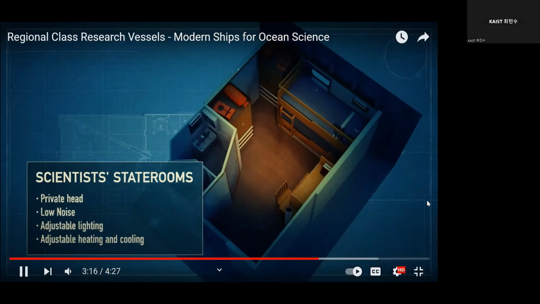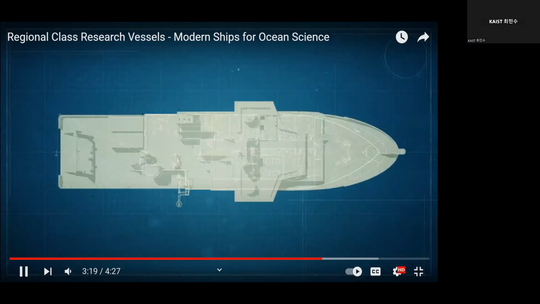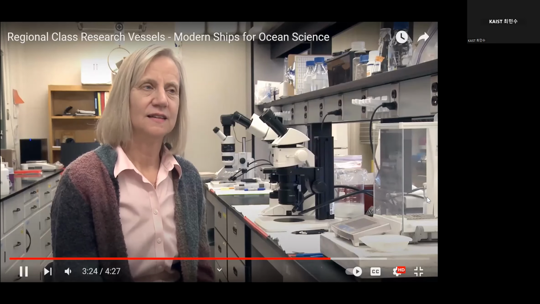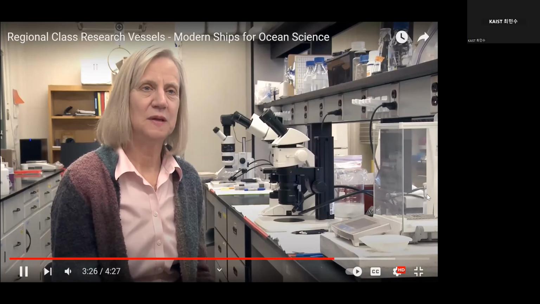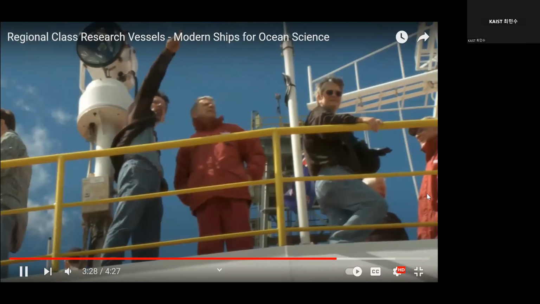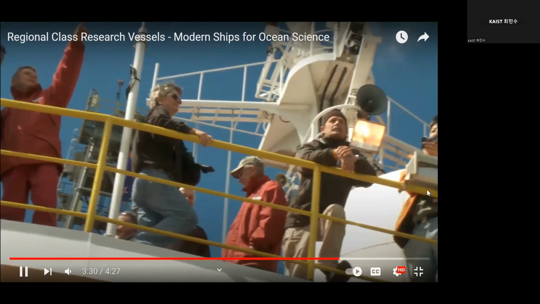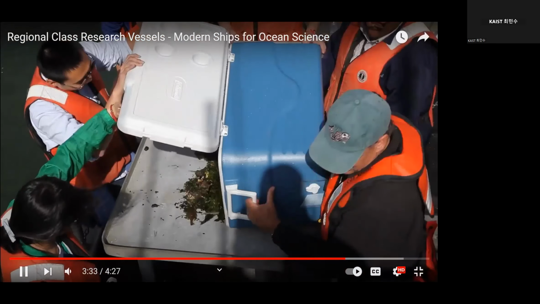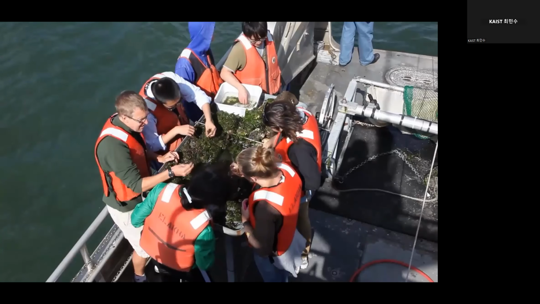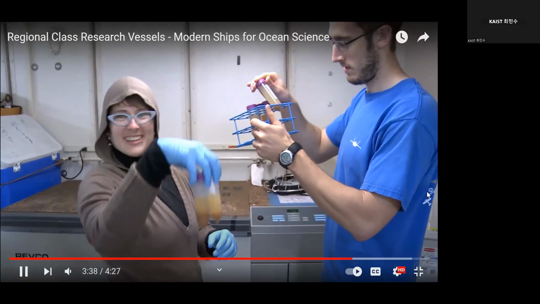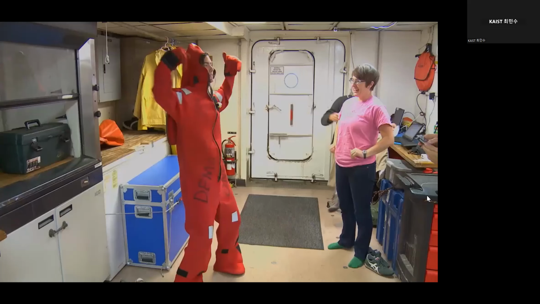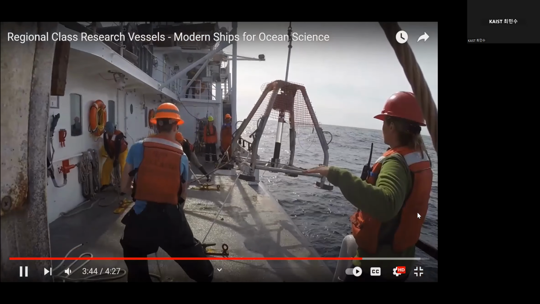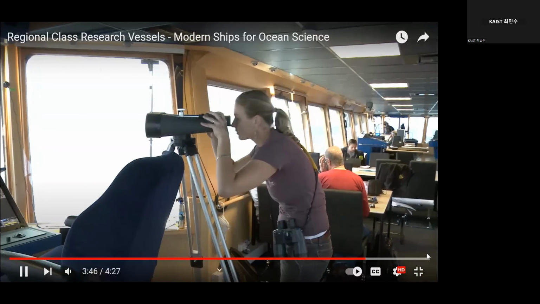I really am passionate about what it is to be on a research vessel. It's a really special opportunity for a scientist, not only to do your science, but to be in a community at sea. I would hate to lose that. If we're really going to understand and answer questions about our future.